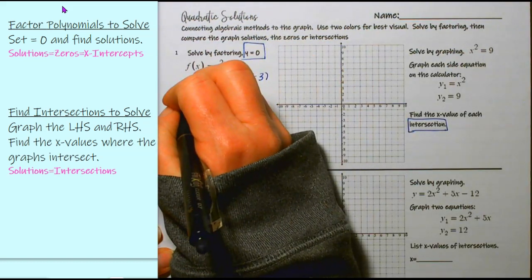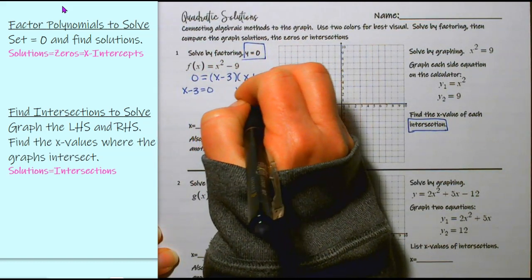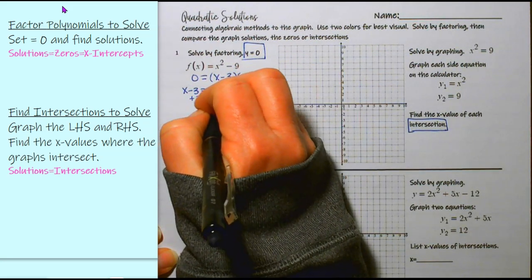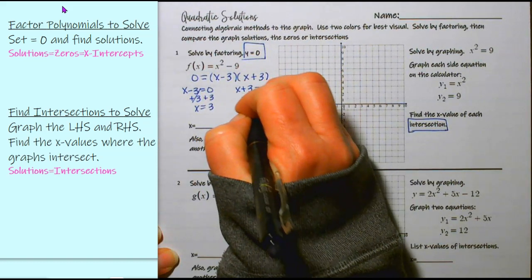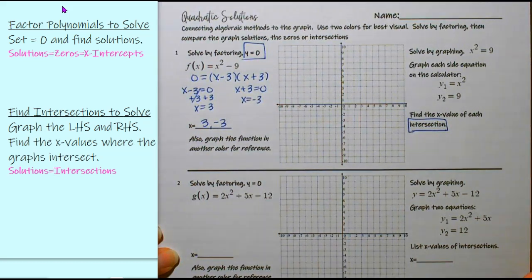So now we're going to set two tiny equations, x minus 3 equals 0 and x plus 3 equals 0. When we solve each of those, we get 3 and negative 3.